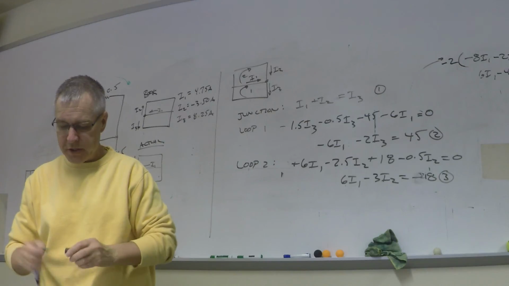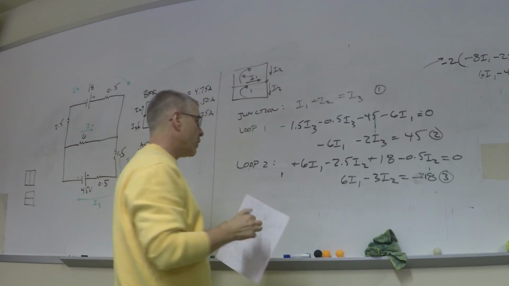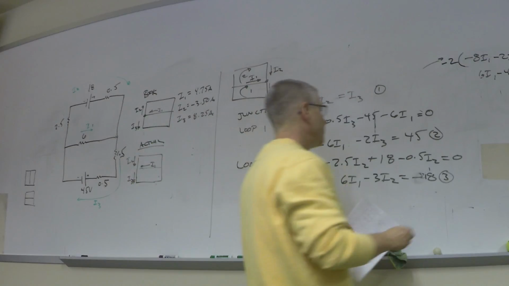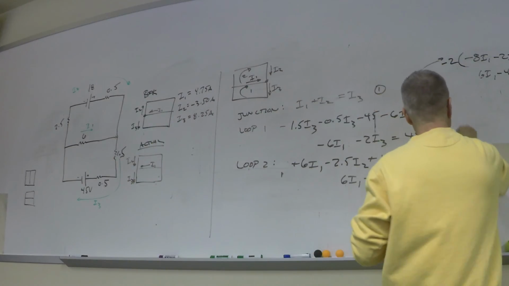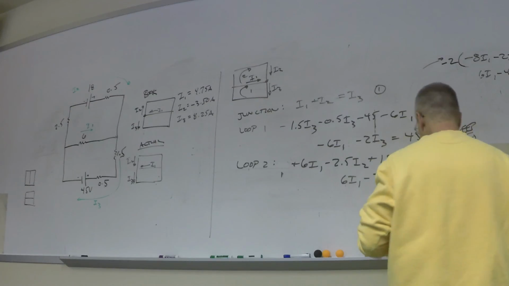So I've got my three equations, three unknowns. The thing that's the same in both of my loops is I1. So I'm going to remind myself to keep the I1s, don't get rid of that.